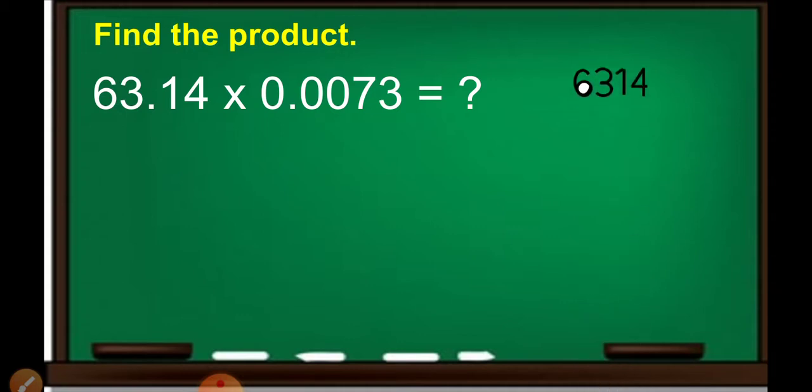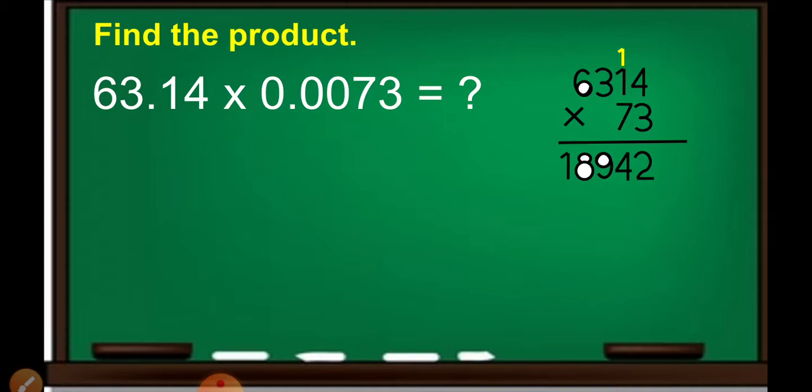So let us write 63.14 as a whole number, disregard the decimal point, and 0.0073 we will write as 73. Now let us multiply like whole numbers. 3 times 4 equals 12, carry 1. Then 3 times 1 equals 3 plus 1 equals 4. And 3 times 3 equals 9. And 3 times 6 equals 18.